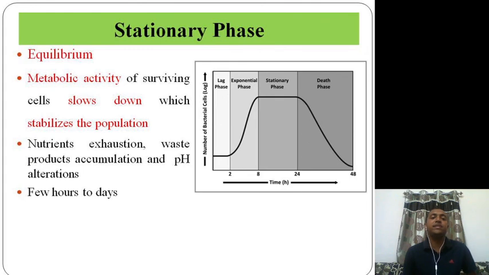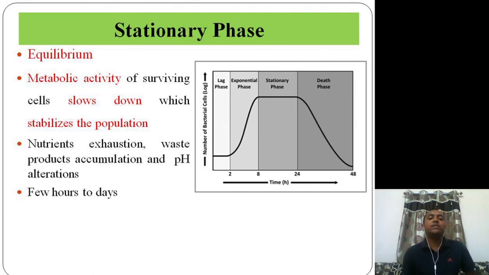The next phase is the stationary phase. This is the third phase found in a bacterial growth curve, and here you can see the term equilibrium. They are stabilizing the population. The metabolic activity of the surviving cells slows down, which stabilizes the population. What happens in this phase is that the number of cells multiplying and the number of cells dying are almost similar. That's why the population is stabilized.